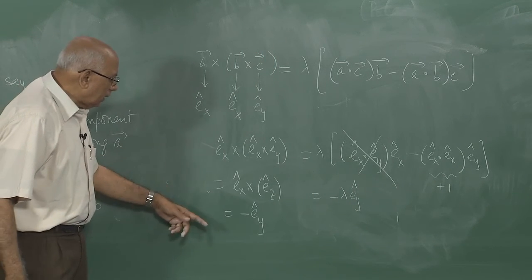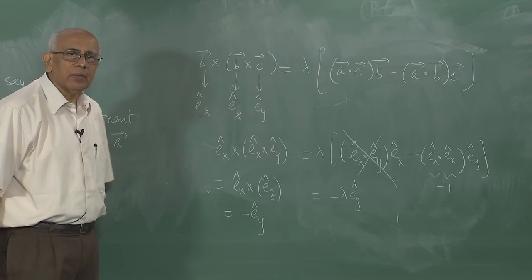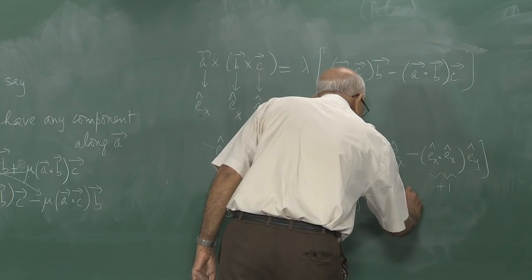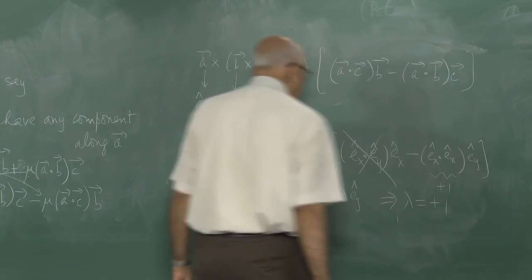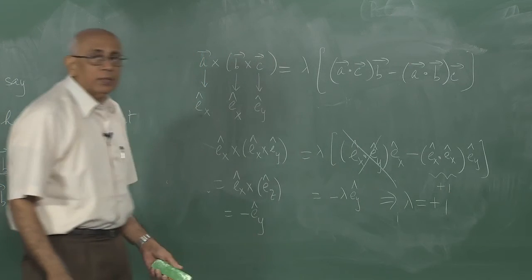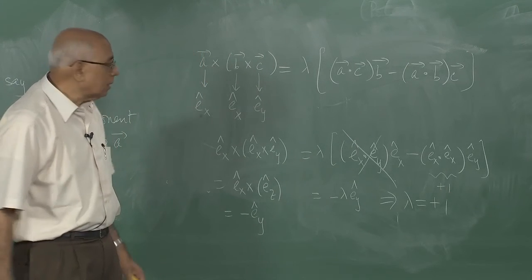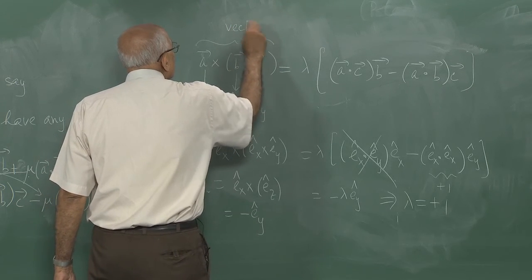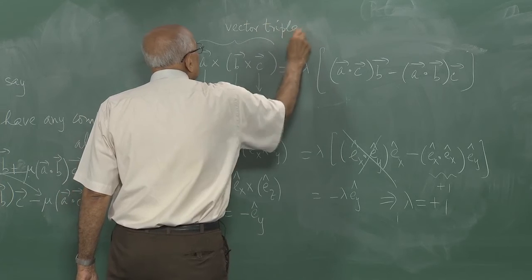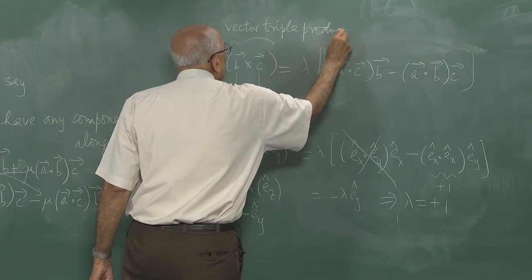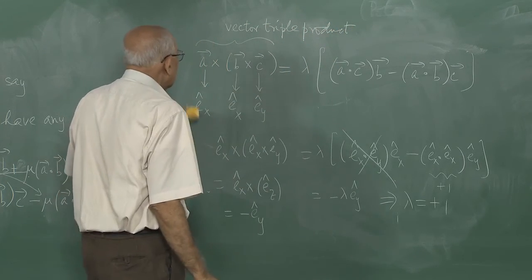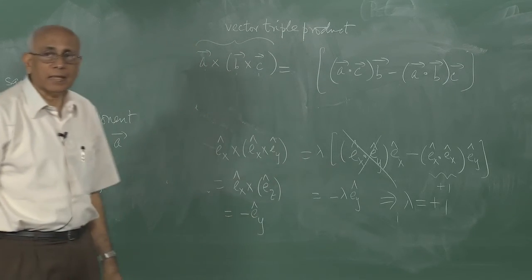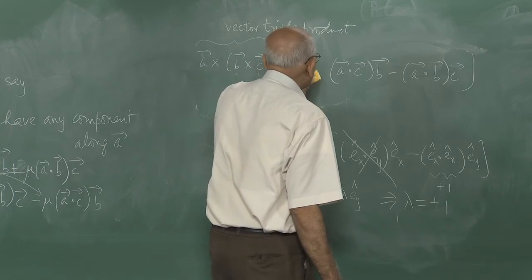So you have got the result that minus Ey is minus lambda times Ey, and that is not a very hard equation to solve. This implies of course that lambda is equal to plus 1, and therefore we have a general formula for the vector triple product. By the way, this thing is called a vector triple product. We can now write down what this formula is. Lambda has got to be 1, that is it. That is the formula for the vector triple product.